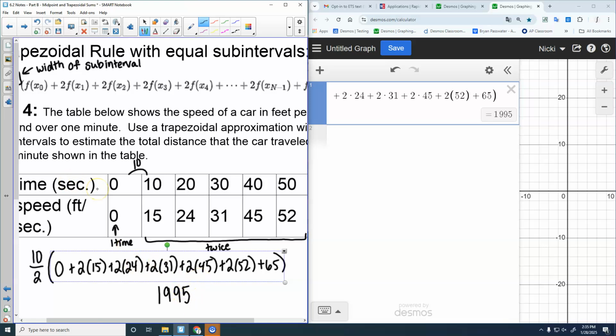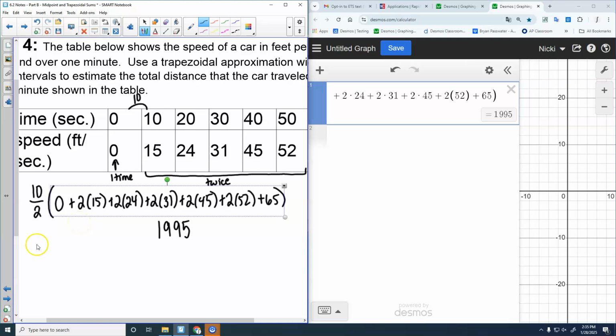And here, my units: I was finding the area, so I was multiplying my x units by my y units. So that was seconds multiplied by feet per second. And seconds would be like seconds over 1. The seconds cancel. So 1,995 feet is my approximation.